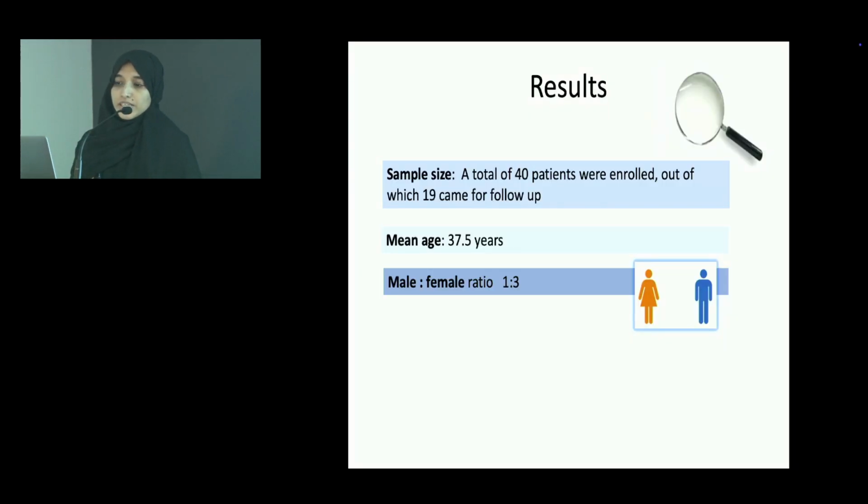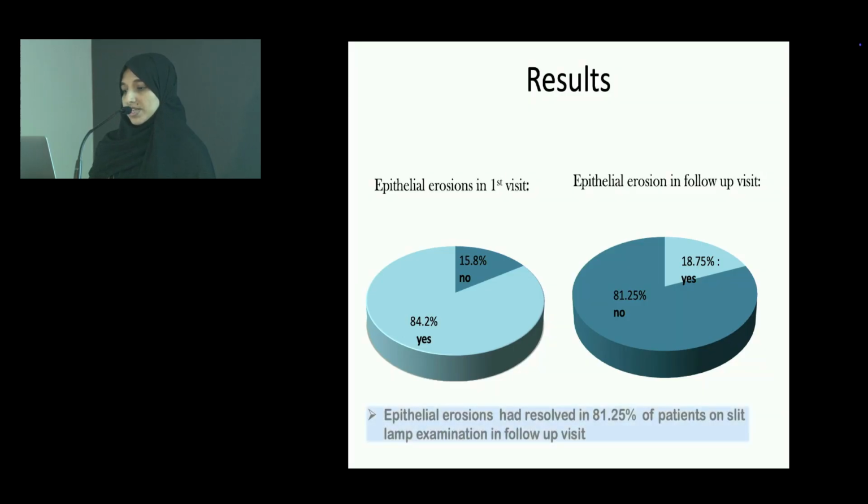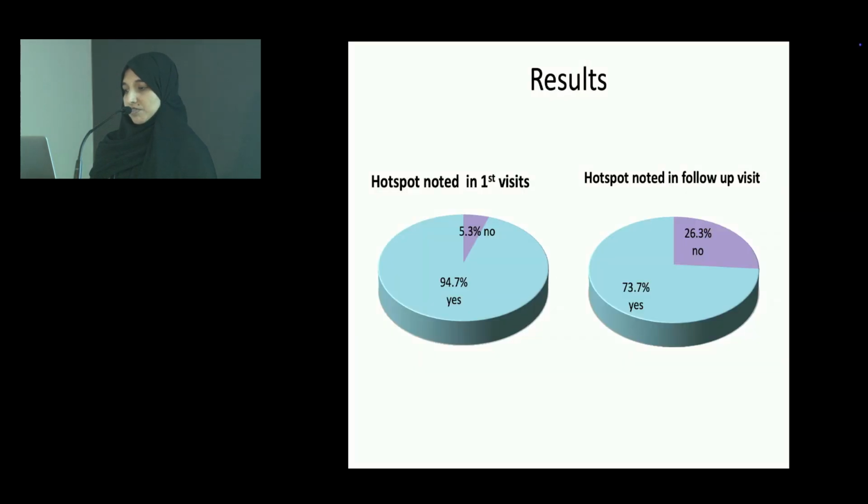Coming to the results, we had a total of 40 patients enrolled, out of which 19 came for the follow-up visit. The mean age of the sample was 37.5, and they were predominantly female. On slit lamp examination, epithelial erosion present in the primary visit was 84.2%, which reduced to 18.75% at the follow-up visit. That is, 81.25% of the patients had their epithelial erosions healed on slit lamp examination at follow-up.